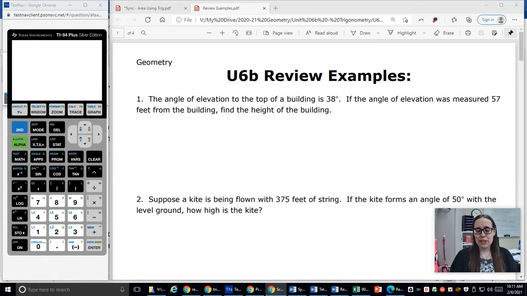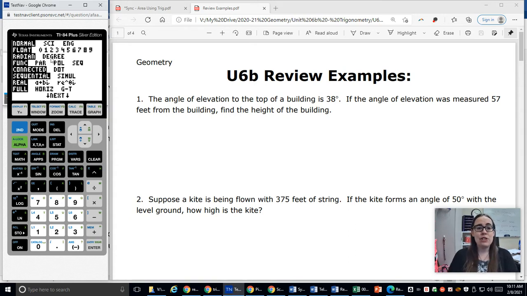Hi, today we're going to look at this Unit 6B review examples to prepare for our test that's coming up. Notice I do have my calculator open, and in the calculator I need to make sure that it's in degrees. That's going to be the very first thing you're going to have to do when you're ready to take your test, okay? So I'm going to click on Mode, and then I want to make sure degree gets highlighted.